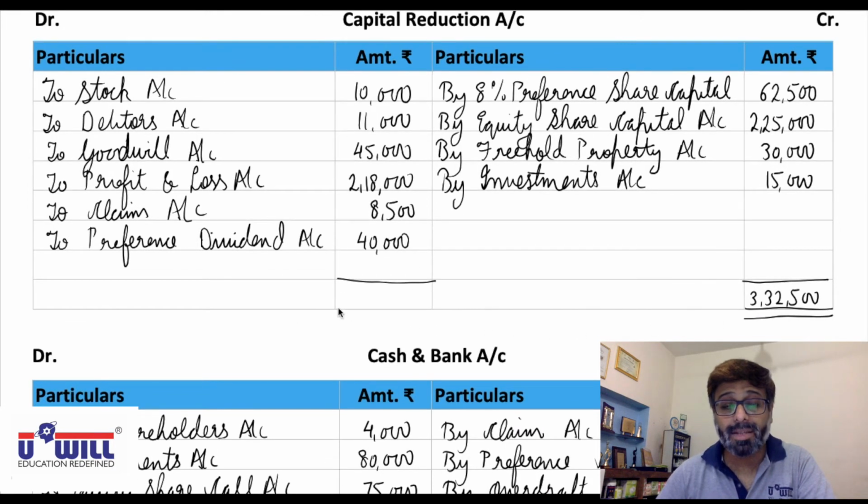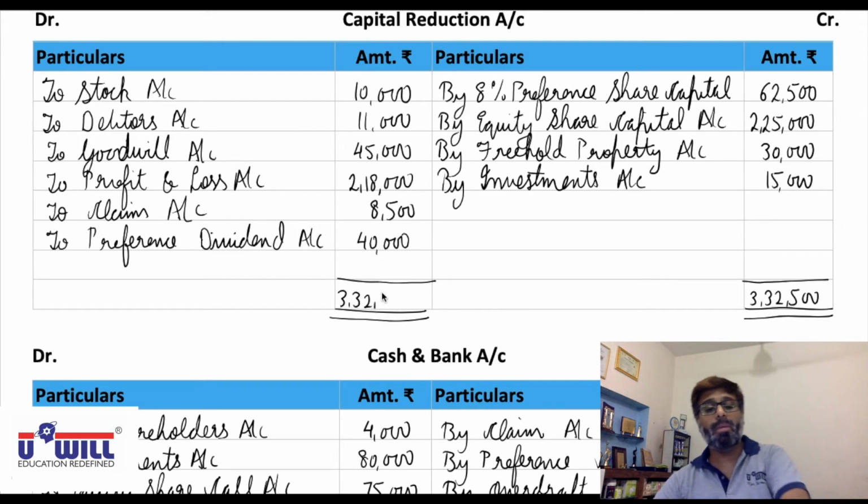Now from 3,32,500 you subtract all the amounts of the debit side. If zero amount remains, it means it is a squared up account. If any amount remains, then to balance it, carry down. But you can see here 2 lakh, 210, 20, 60, 70, 310, 311, 16, 24, 32,500. It gets tallied. It's a squared up account. No balance remains in the capital reduction account.